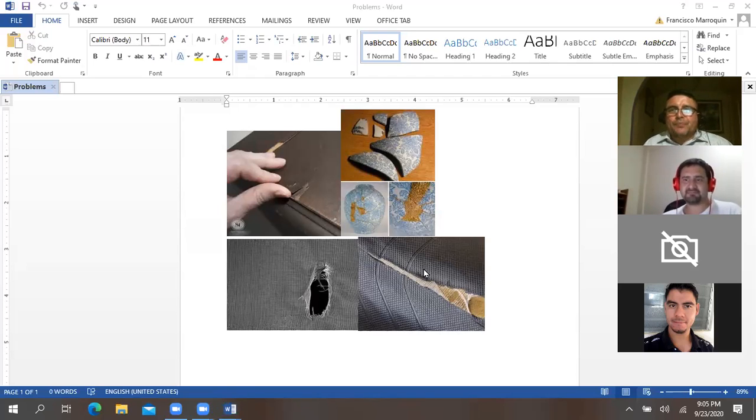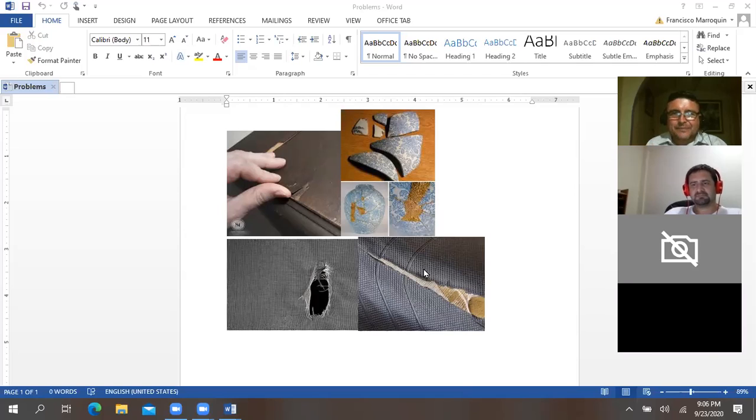Okay, remember, you say broken when you're talking about plastic or glass. So how do you say roto? Rip. Okay, you can say rip or torn. You can say torn or you can say ripped. Very good. Is it correct to say the seat has a damage? Yes, it has a damage. What is the damage exactly? It's ripped, it's torn. How do you say tiene un hoyo? It has a hole. A hole, yes.